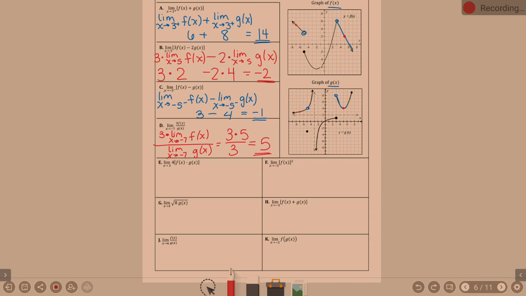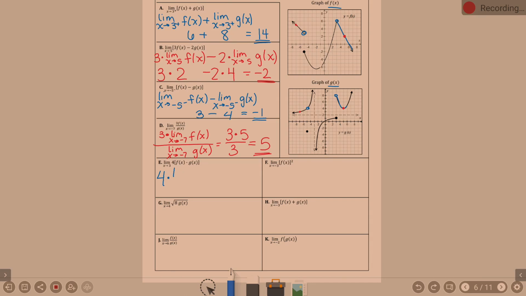Okay. Realize 3 times 5 divided by 3. Yeah, it's 15 divided by 3. Or cancel the 3's and it's just a 5. Okay. Catching on, yes? Yep. So E, I can take the 4 out front and then have 2 limits.